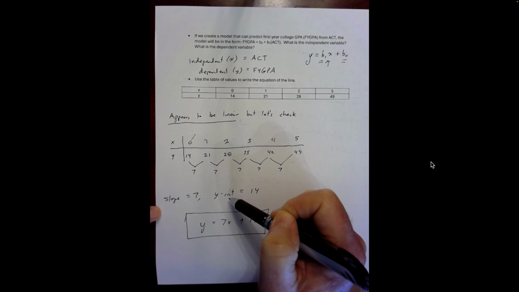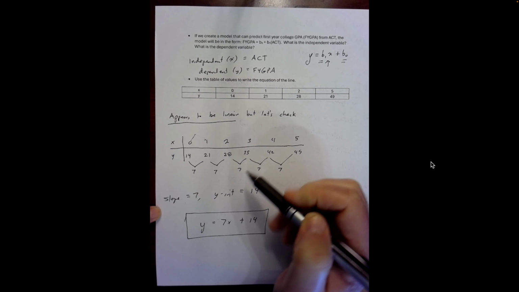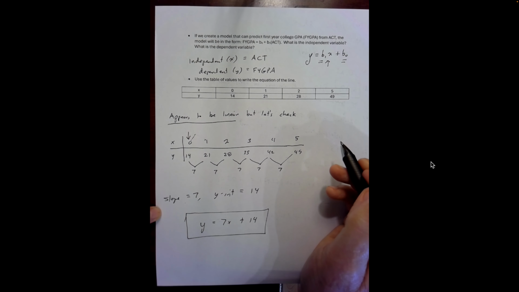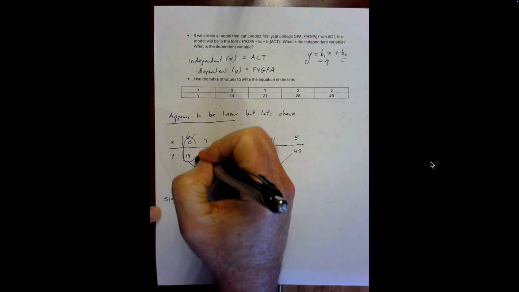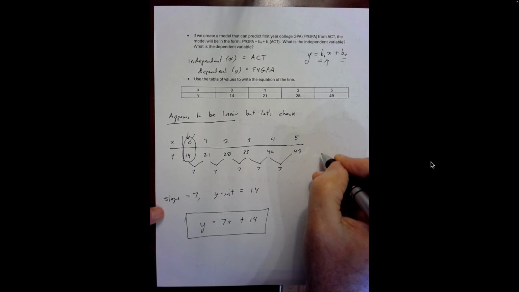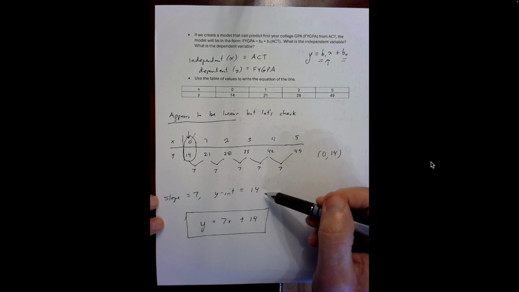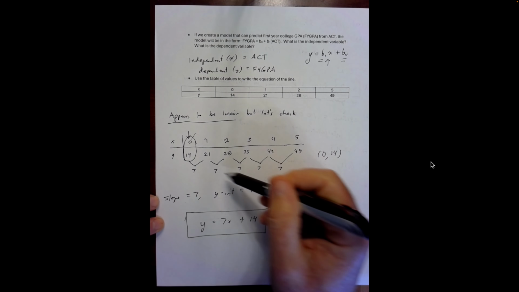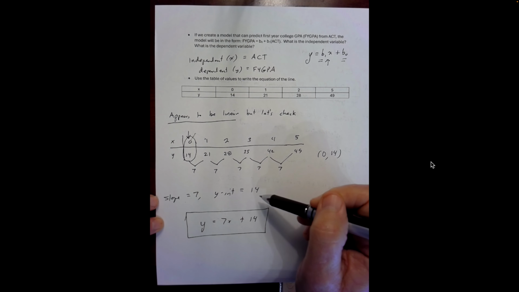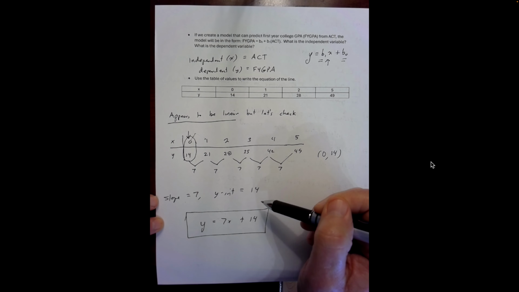The y-intercept is the value of y when x is equal to 0. So I have tunnel vision on this data pair, which is formally written 0, 14. So again, the definition of a y-intercept is the value of y when x is equal to 0. In this table, the value of y when x is equal to 0 is 14. So I could write the equation as y equals the slope times the independent variable plus the intercept.